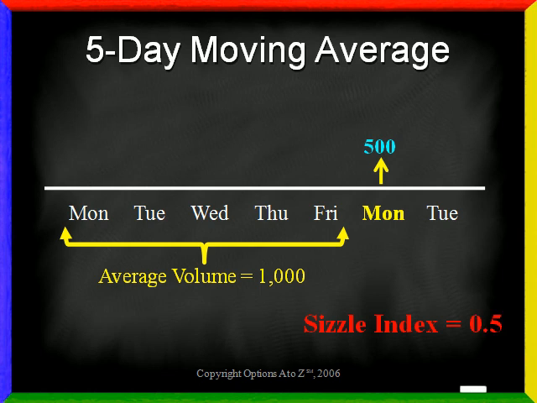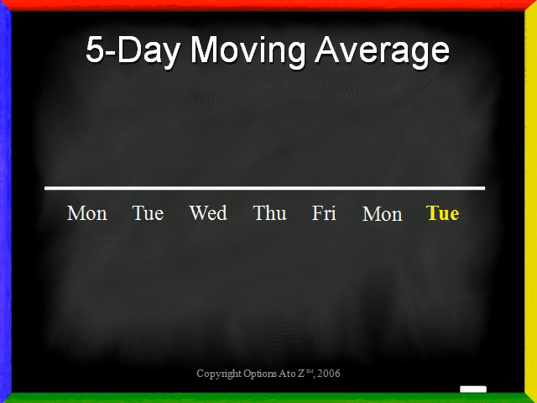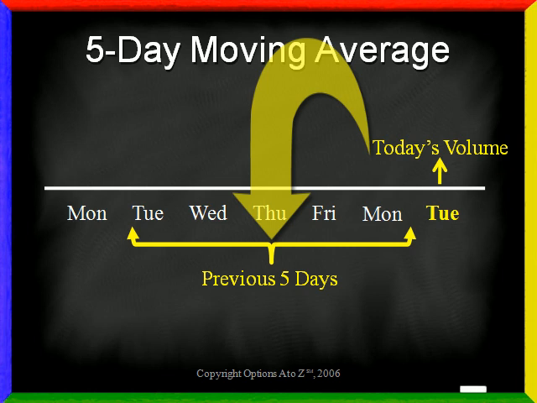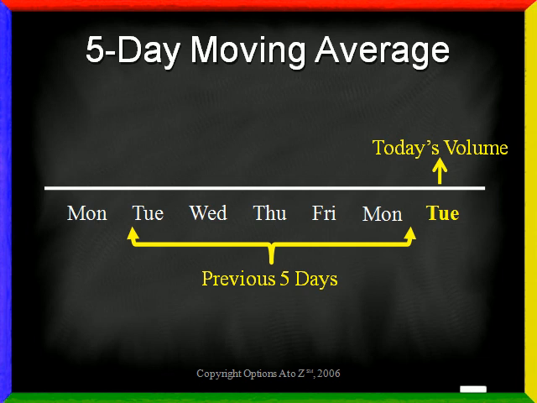What happens tomorrow on Tuesday? Thinkorswim does the same calculation, but will now shift the 5 days over by a day and now use Tuesday through Monday. And once again, it will compare today's volume with those previous 5 trading days. So it's simply a sliding 5-day moving average.